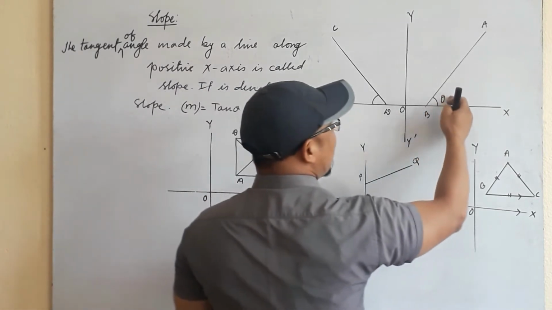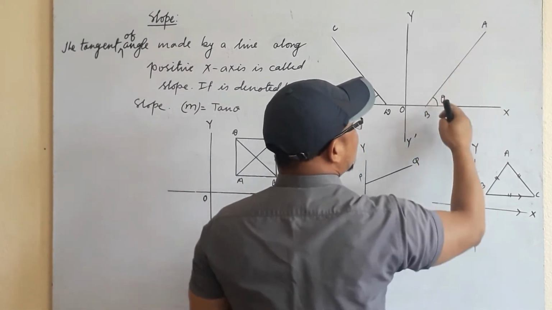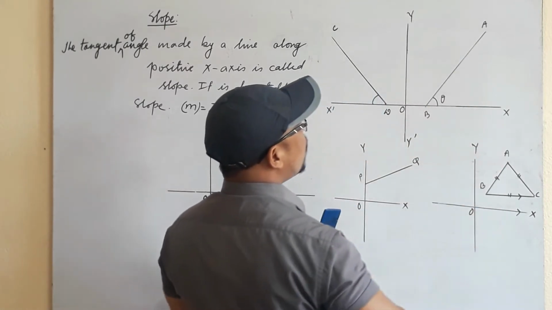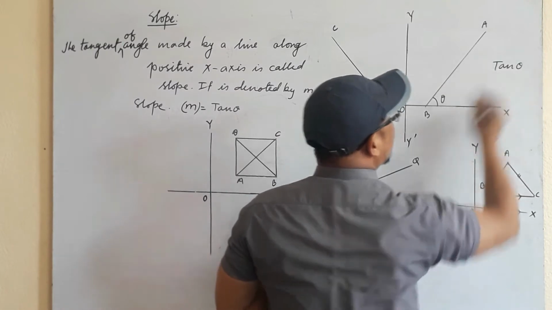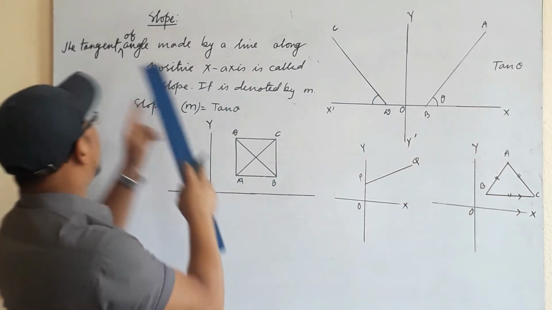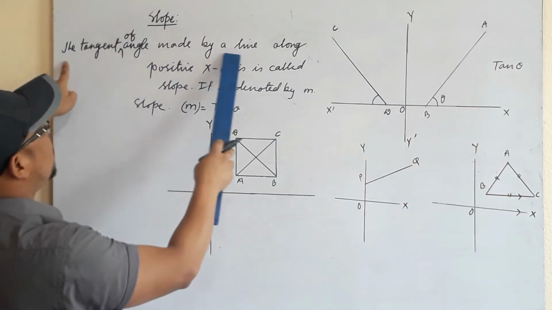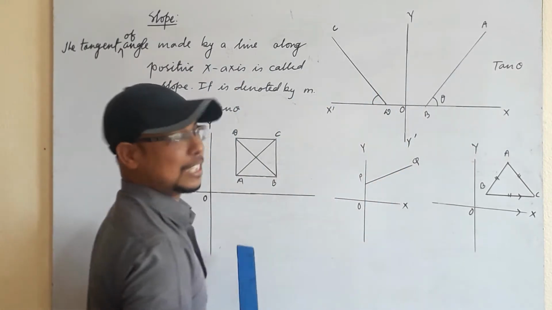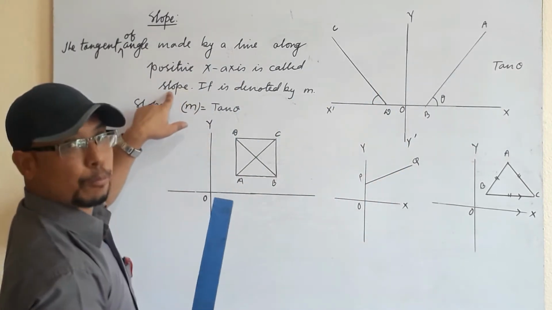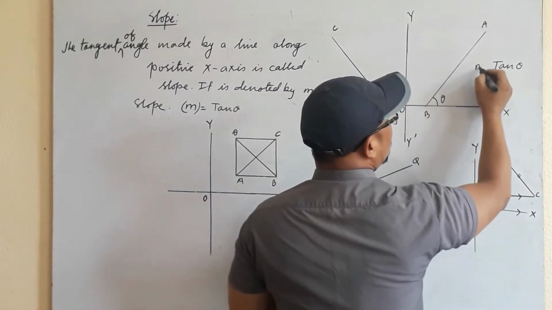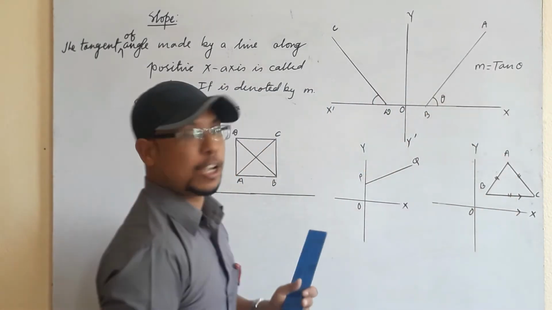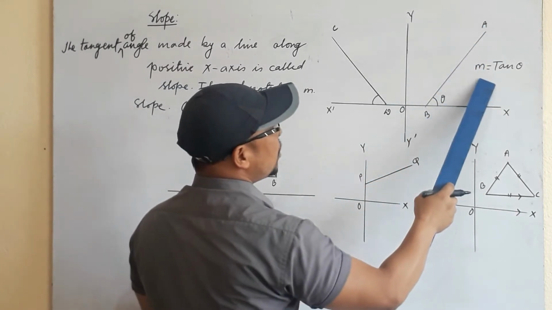Okay, so here is theta. Now see this AB. AB makes an angle theta with the x-axis. So what is the slope of this line AB? It is tan theta. So the tangent of the angle made by a line along the positive x-axis is called slope, and the slope is denoted by m. So we write m equals tan theta. For this line AB, the slope is tan theta.